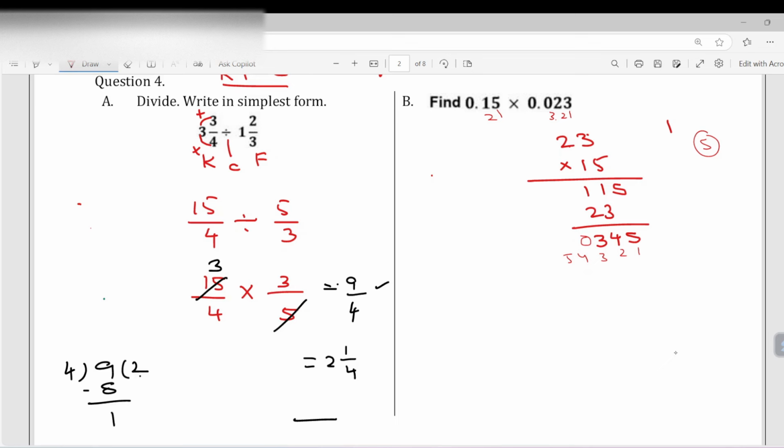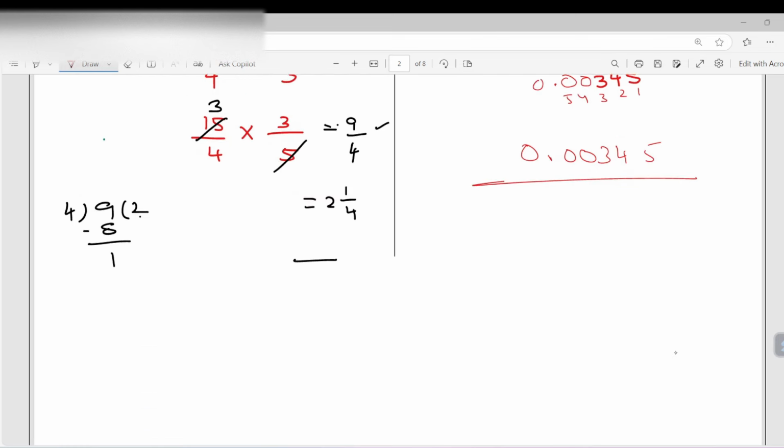So there is nothing there, so I have to write 0, 0, dot 0. 1, 2, 3, 4, 5 places. Our answer is 0.00345. Okay, first multiply, then see the position. How many places? Here 3 places, here 2 places. 3 plus 2, 5. So here 5 places you have to write. Very simple.